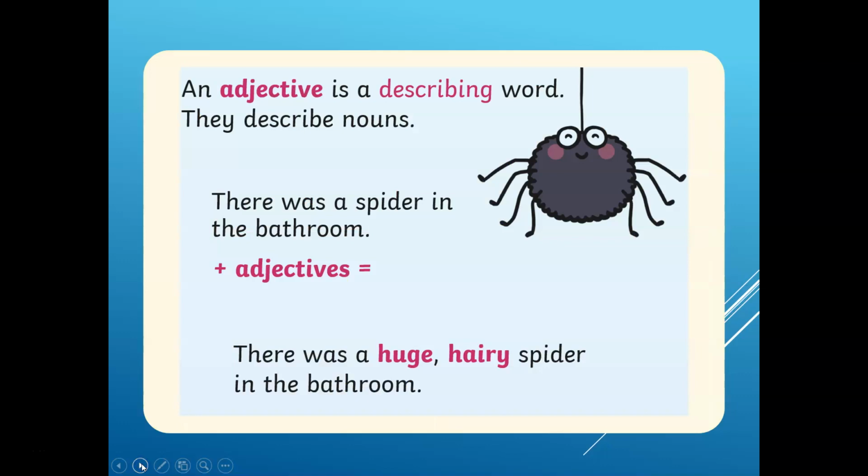An adjective is a describing word. They describe the nouns. So if you look at the sentence, there was a spider in the bathroom, and we add adjectives to it, we're going to describe the spider. So the adjectives describe the noun. So there was a huge, hairy spider in the bathroom.